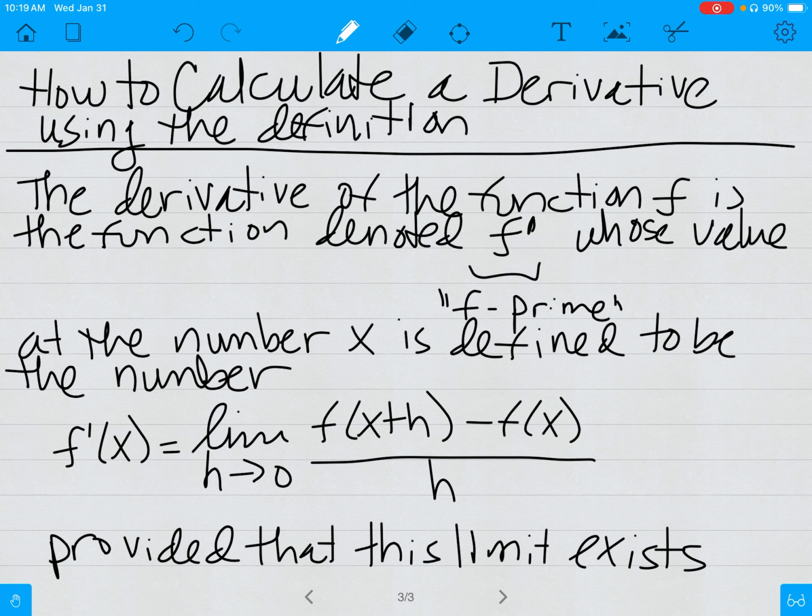In another video, we will talk about the circumstances under which a function doesn't have a derivative. But in general, this is the formula that we're going to use to calculate the derivative. So let's take a look at a couple of examples.